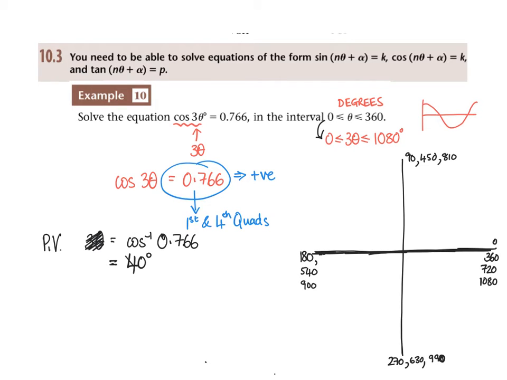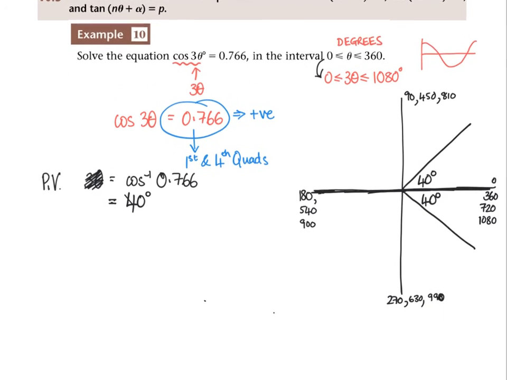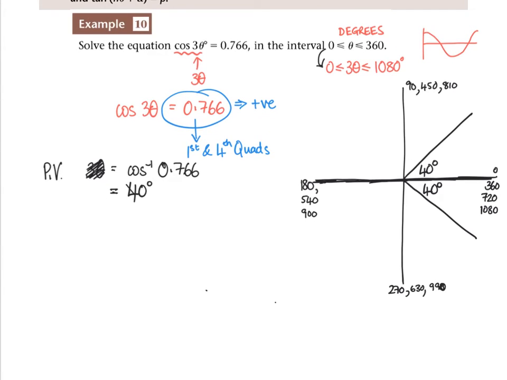Okay, so 40 degrees in the first quadrant looks like that. And in the fourth quadrant it looks like that. Right, so how do we do this then? Well, we've got quite a few values that we can see here.